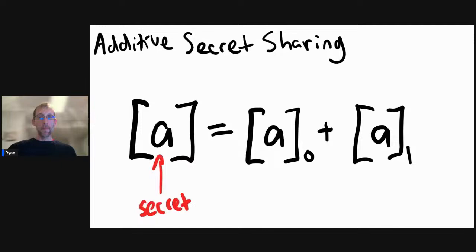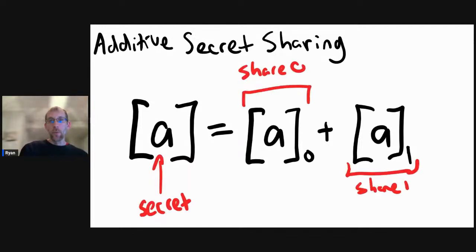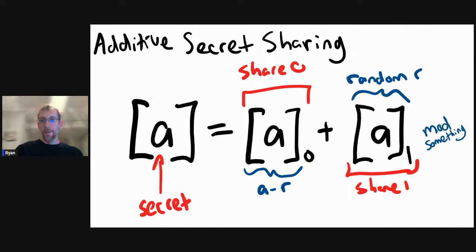I'll use square bracket notation to indicate the shared value A. And the way that the sharing works is we choose one of these shares completely at random, and then we just compute the other one. So say the first one is random, the second one is A minus that random thing. So when you add them mod a prime, or in an appropriate mathematical setting, there's a very simple mathematical proof that says given only one of the two, it's literally impossible to learn anything about what the secret was. But as soon as you have both of them, you just add them together and boom, the secret pops out. So that's kind of nice.